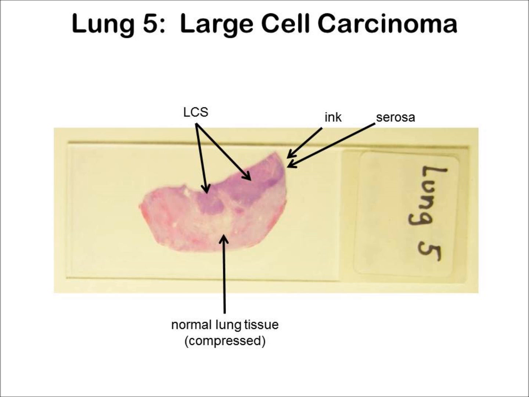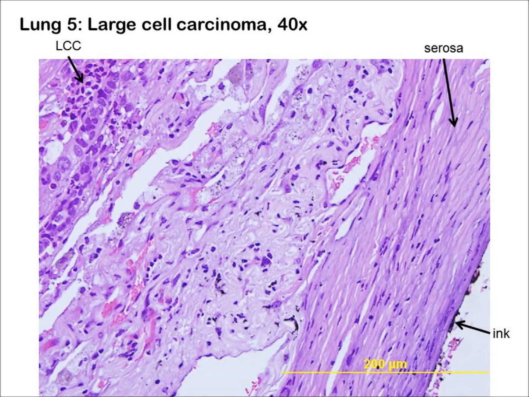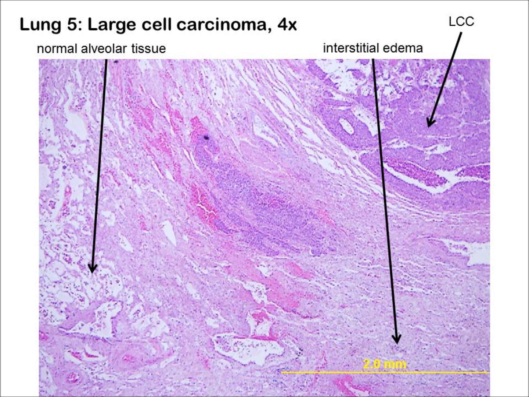I want you to examine this region first. Under low magnification, look at the edge of the tumor and locate the black ink that was used to mark the margin of the sample. Switch to higher power and find the serosa connective tissue that is located on the outside of the lungs. Note that the carcinoma appears to be invading through the normal alveolar tissue in this region, but has not quite reached the serosa. Now move the slide to the border region of the tumor mass.